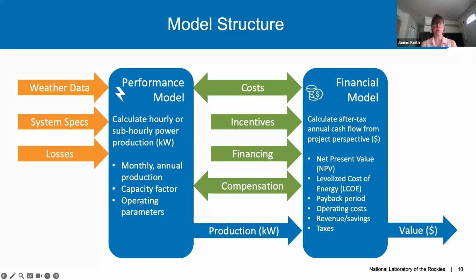Where the power really comes in is when you combine that with the second half of the model, the financial models.